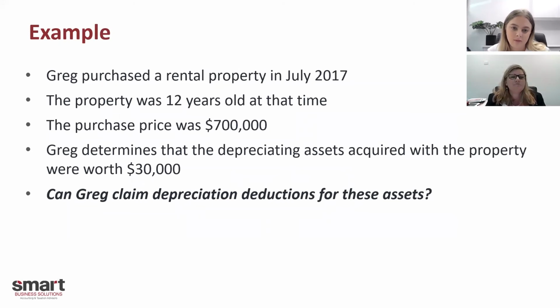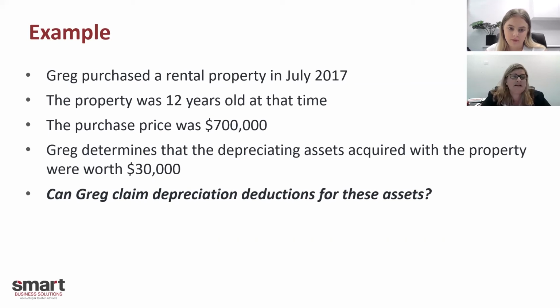Greg purchased a rental property in July 2017. We'll just say Mornington, around the corner from us. The property was 12 years old at the time, so still a lot of life in a lot of those assets that are in there. The purchase price was $700,000. That's probably 1.7 now. Greg determines that the depreciating assets acquired with the property were worth about $30,000. So he's gone around and he thought the curtains, the carpet, etc.